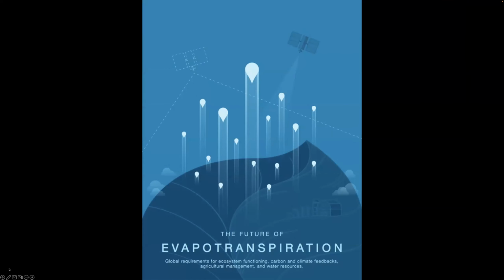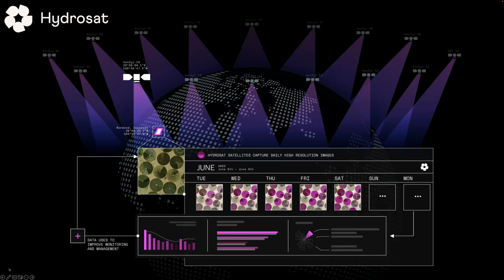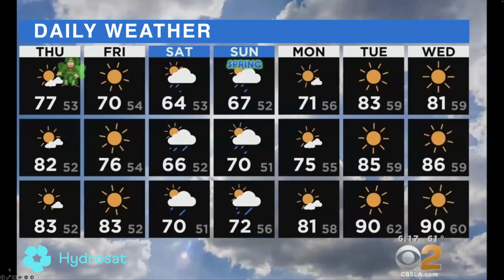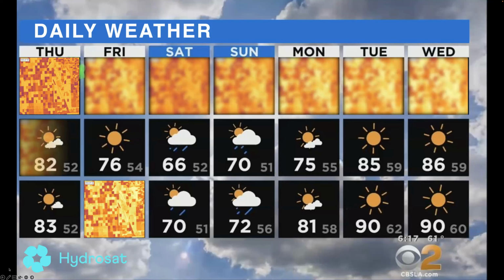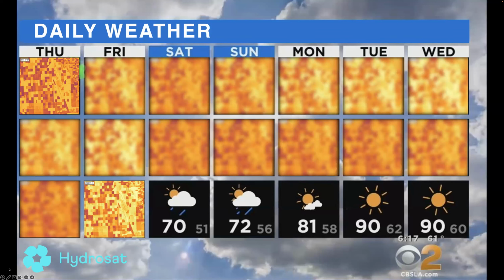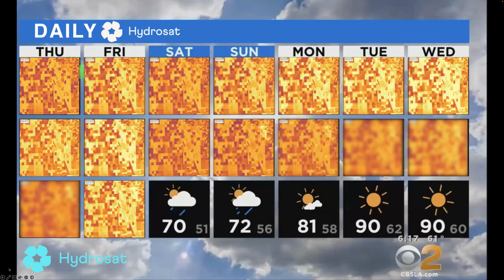So we're talking about the future of evapotranspiration. I'm now the science lead for Hydrosat, where we're launching a constellation of basically 16 plus satellites to give us really high resolution measurements of temperature and evapotranspiration every day. Right now, if you were to look at the weather report, you might get a high resolution measurement once every 16 days from Landsat. And in between, you'd get a coarse resolution from MODIS, but with Hydrosat, we're now filling that all in at higher resolution.